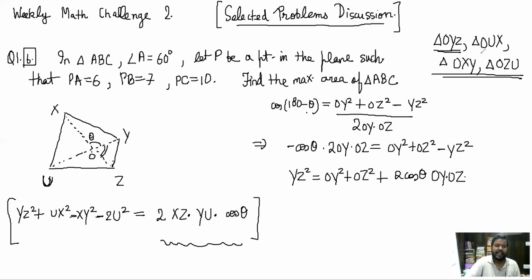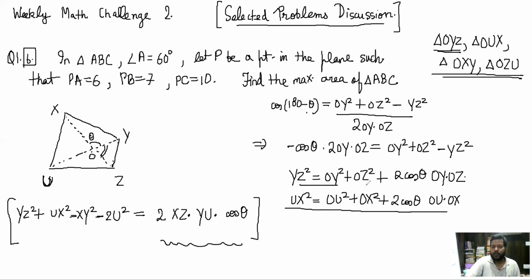So similarly, in triangle OUX, I can do a similar thing. And what I will get again is UX square is equal to OU square plus OX square plus 2 cos theta OU into OX, right? These are 2 times we have applied cosine rule, for this triangle and this triangle. Similarly, I can do this triangle and this triangle as well. So I will write the results here. You can do it yourself.